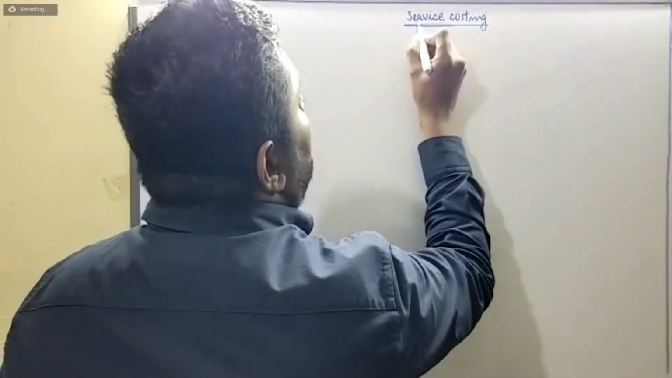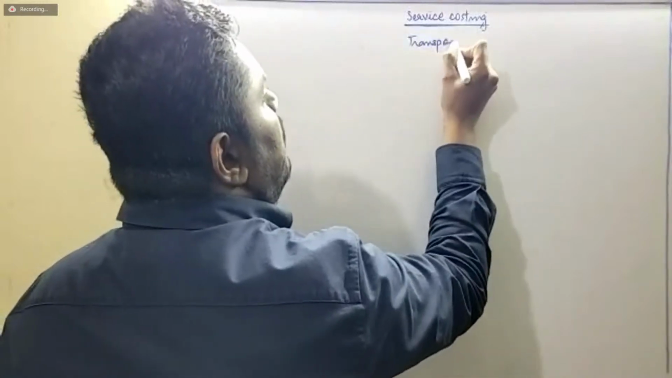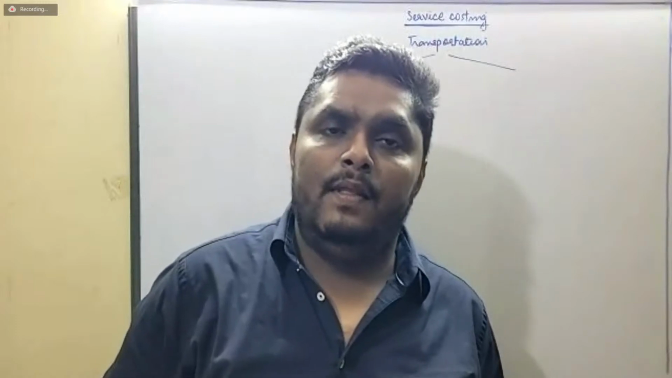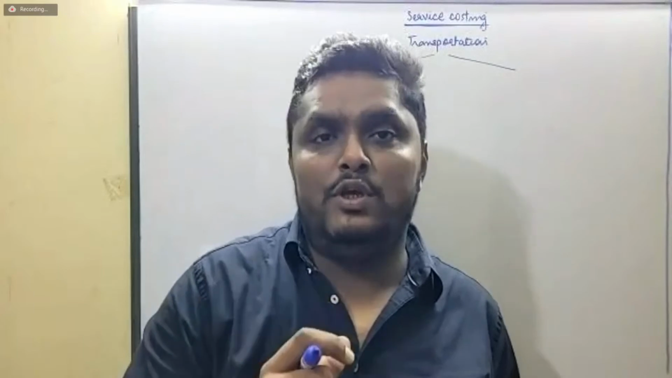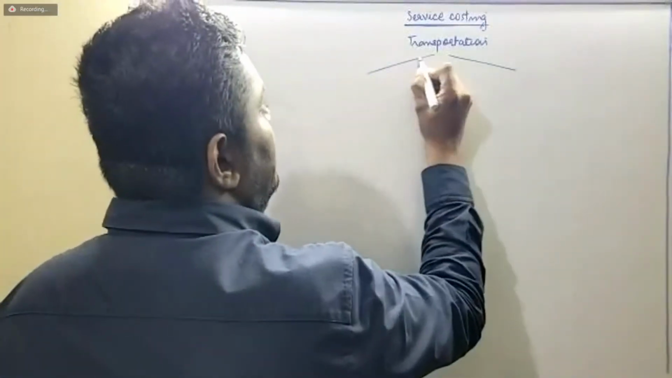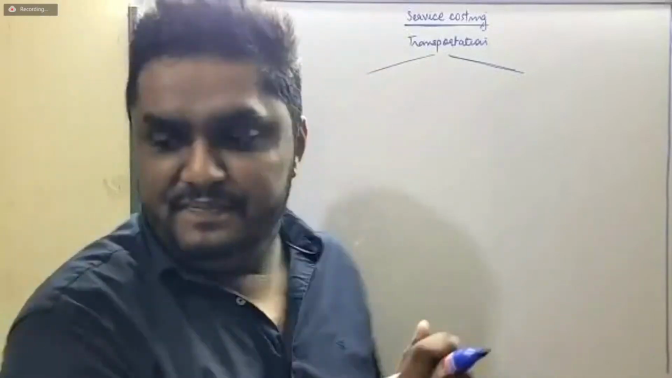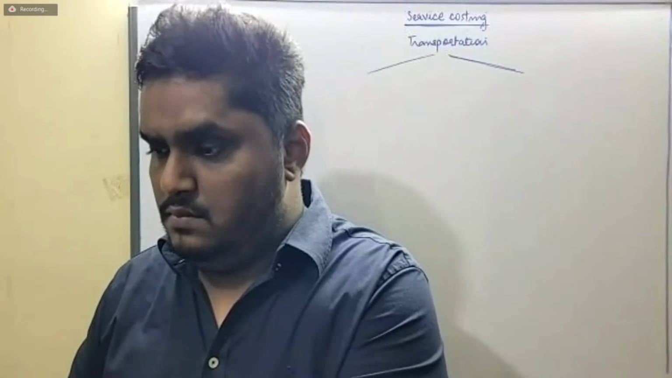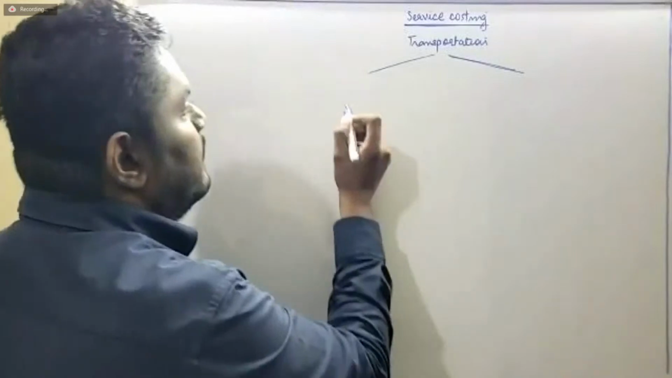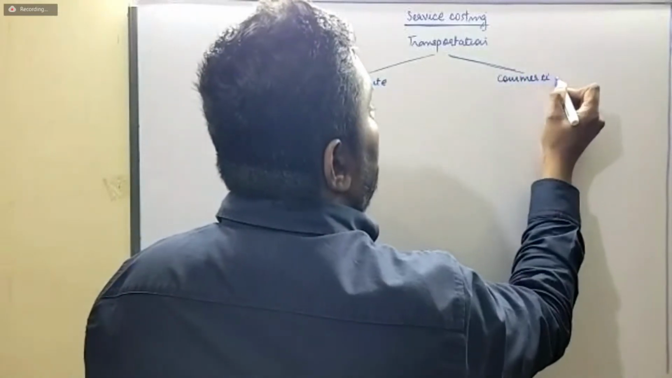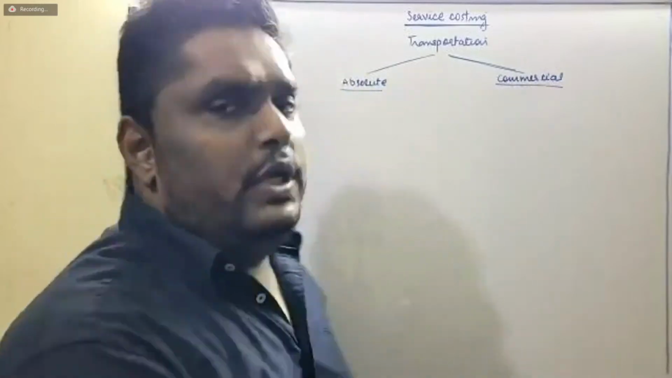Now, guys, in transportation industry, for calculating composite unit, two approaches are possible. That is absolute and commercial. There are two ways to calculate composite unit, that is absolute approach and commercial approach.